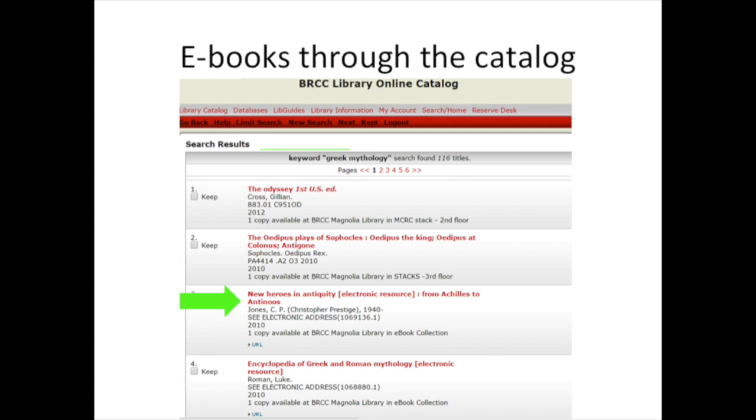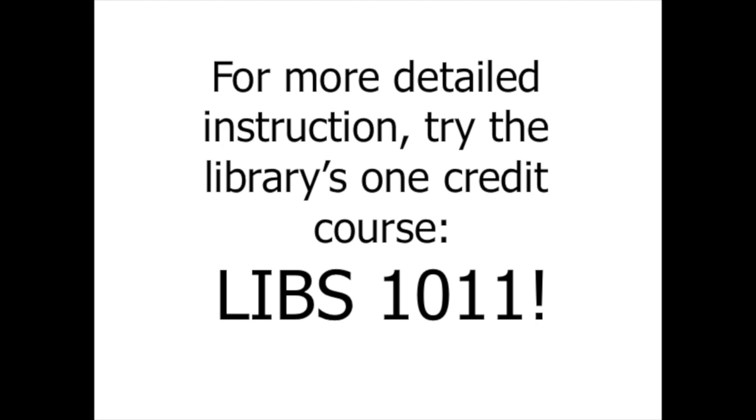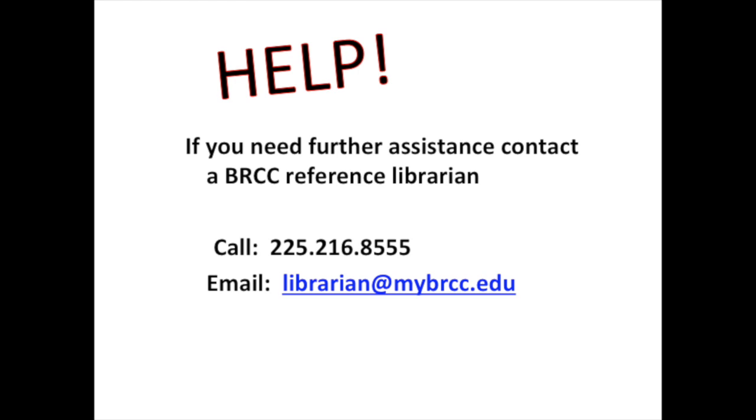As mentioned previously, some electronic books can be found using the online card catalog. More information about ebooks will be found in the following presentation. If you would like to learn more about library research and information literacy, check out the library's one-credit class, LIBS 1011. This has been a quick overview of the research possibilities for you using the library catalog.